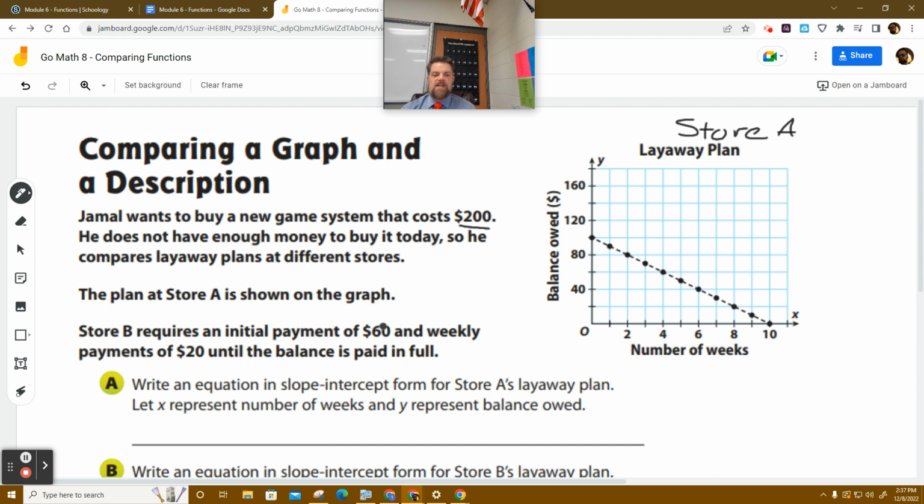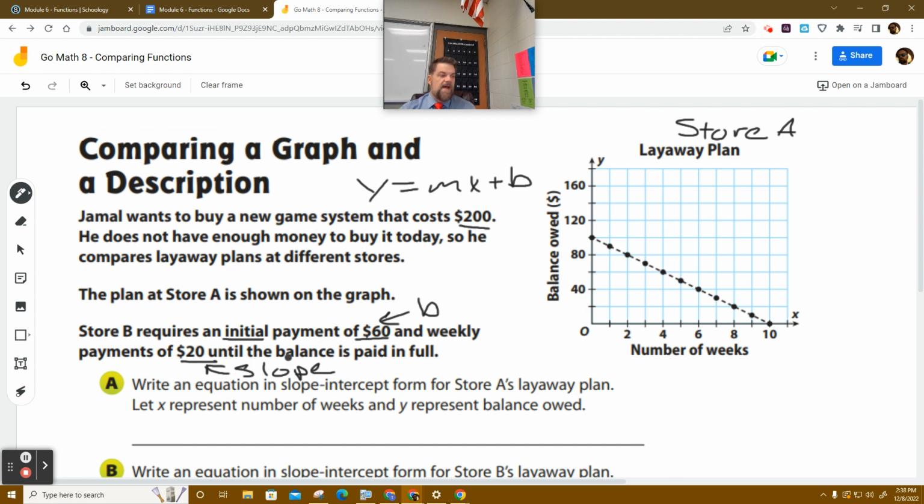Store B requires an initial payment. What do we know about initial payments when we say y equals mx plus b? What does that mean? Y-intercept. So this is going to be my b, my y-intercept. And then it says payments of $20 until the balance is paid off. $20 is going to be the slope.